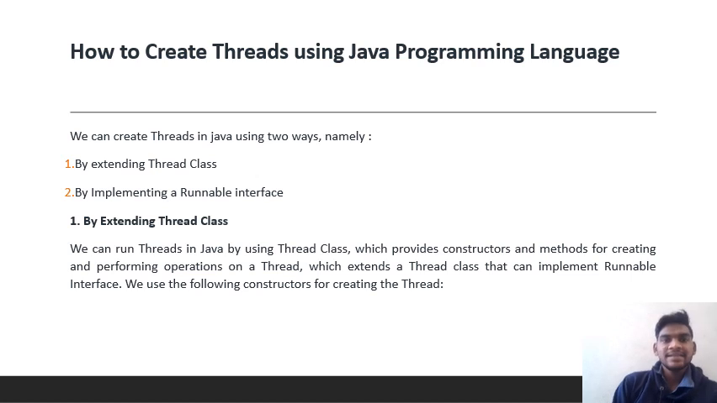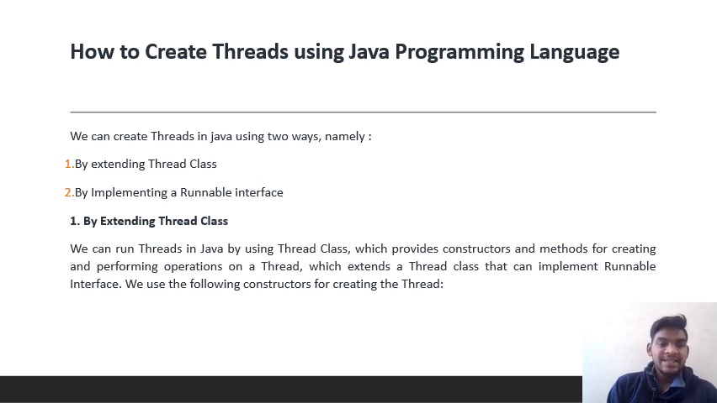How to create threads using the Java programming language? We can create threads in Java in two ways, namely by extending the Thread class and by implementing the Runnable interface. First one is by extending the Thread class.